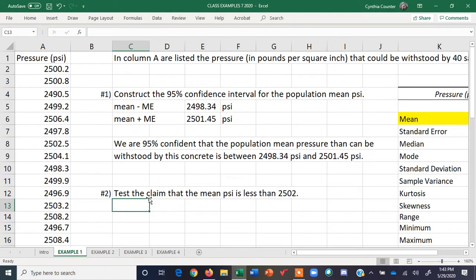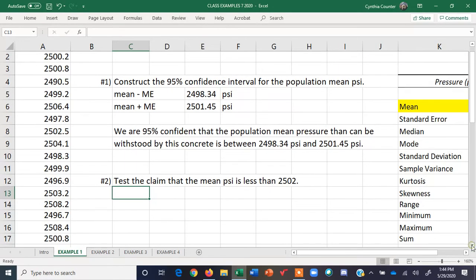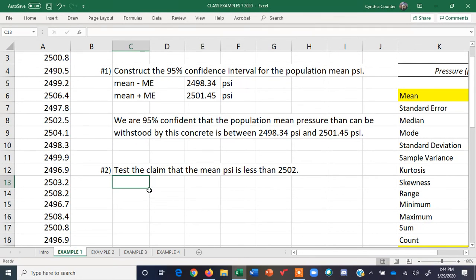We want to test the claim that the mean PSI is less than 2502. Notice this upper limit here, this right endpoint, or upper bound, is 2501.45, which is less than 2502. We should get a conclusion that supports this claim, as we see that everything in the interval is less than this value. Let's go ahead and see if that's the case.